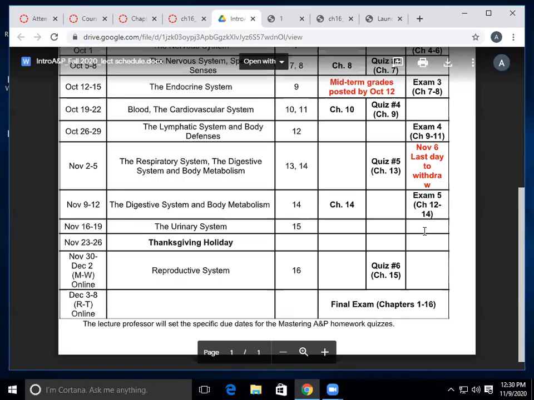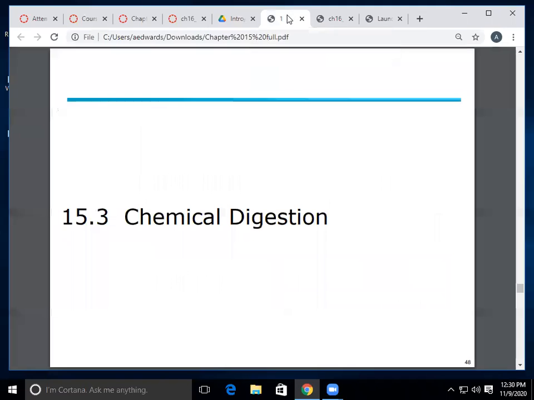Try to get that done so that we can try to finish up reproductive system next week, because after Thanksgiving, everything else will be online. So I'm trying to get through everything so at least you've seen it before we go to just being online. So going over finishing up digestive today, starting urinary.